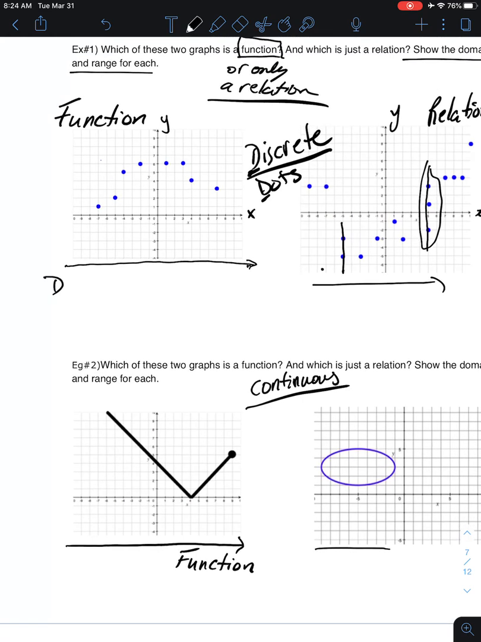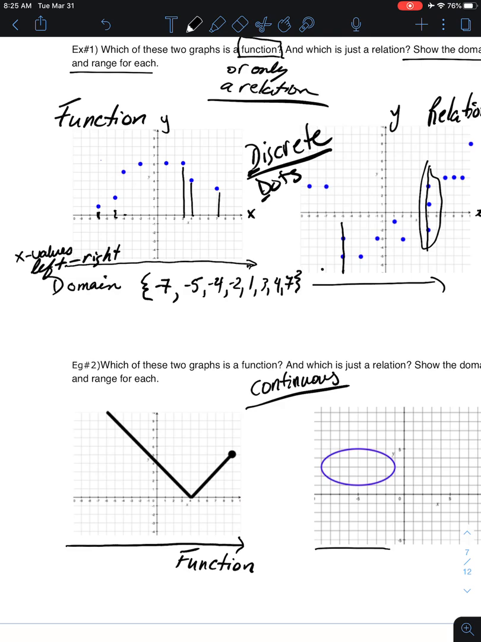All right. So the way that I'm going to do the domain and range for each is different. When I write the domain, I'm going to use these kind of brackets, which we call braces, I believe. And the domain is the x values. So if I start on the left, going from left to right, you can see my first value is here at -7. So I write -7, comma, then -5, then -4, -2, 1, and now I'm over here at 3, 4, and 7. And close it off, and that's my domain for this graph here.